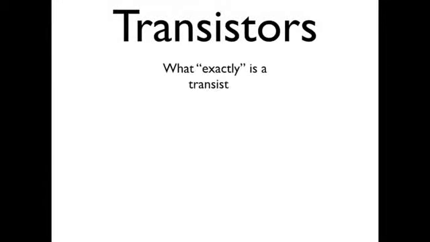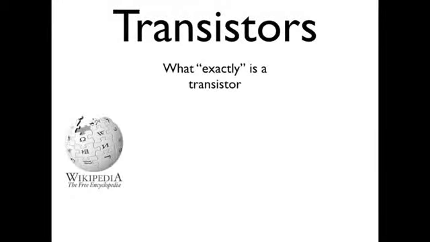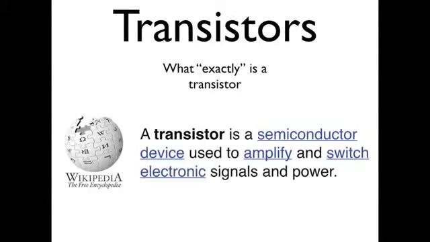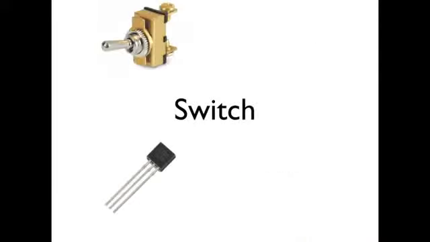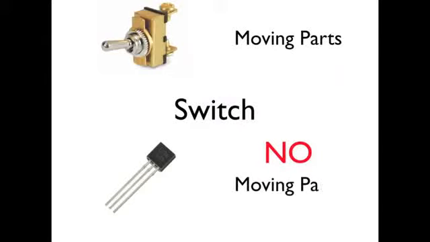Transistors. What exactly is a transistor? Well, according to Wikipedia, it's a semiconductor and it's used to amplify and switch signals and power. Now, for the purpose of this video, we're going to focus on its purpose as a switch. A switch. Here's 2 examples. The top one is a common toggle switch. It has moving parts. And the bottom one is a transistor. It is a switch, but it has no moving parts.